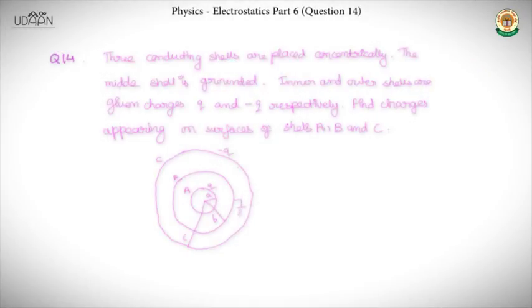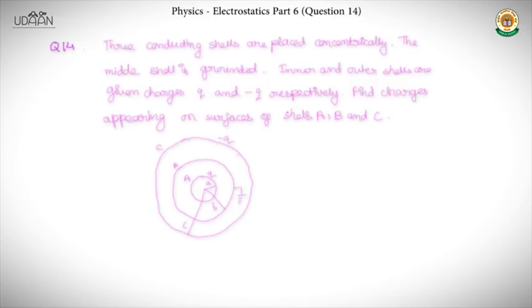Okay, so let's move to the next question. Three conducting shells are placed concentrically. The middle shell is grounded. The inner and outer shells are given charges Q and minus Q respectively. Find charges appearing on surfaces of shells A, B and C. Use the diagram that is given in the question. So Shrikant will tell you how to approach the question.